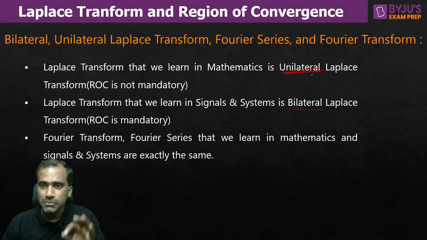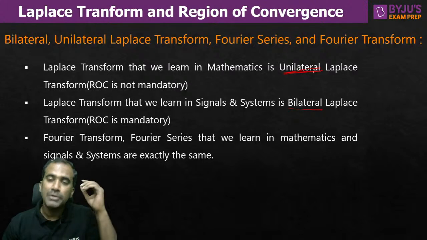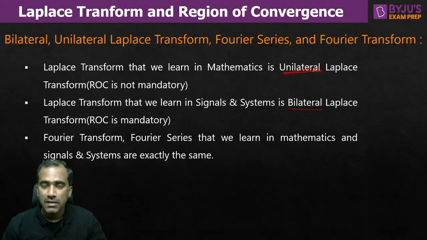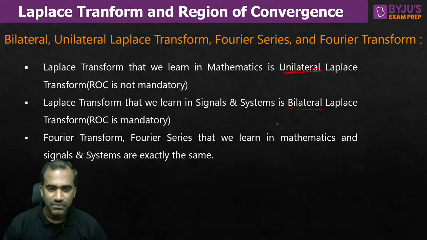So the Laplace transform that we learn in mathematics and in signals and systems is different. Whatever formula you remember from mathematics may not be exactly the same as what you learn in signals and systems, but some of them are the same and some are not. For what cases the formulas will be the same in unilateral and bilateral, and for what cases different, we'll talk about that in the next slides. This is just an introduction slide.